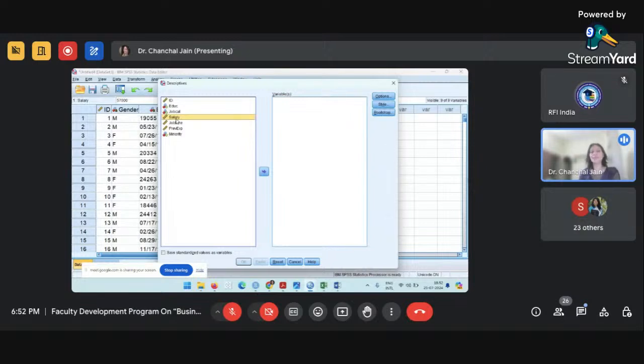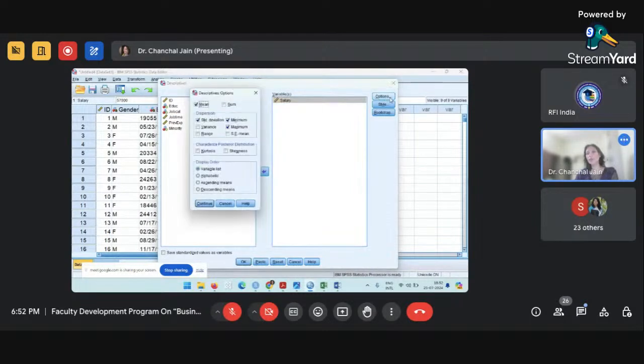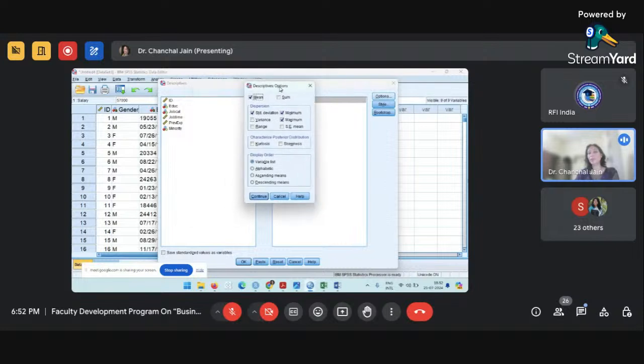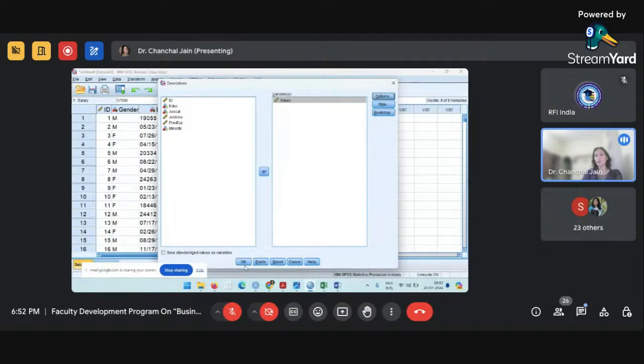That is why I'm selecting the salary here, shifting it to the Variables box using the arrow key, and clicking on the Options button. Here in the descriptive options, a few boxes are already checked, like mean, standard deviation, minimum, and maximum. If you want variance, you can click on this. If you want the range, you can click on this. If you want the skewness and kurtosis of your variable, you can click on this, right? Then click on the Continue button and then on the OK button.